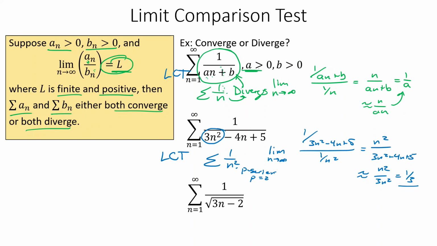where p equals 2, therefore it converges. That means this guy will also converge because we can compare it to a p series with p equal to 2.